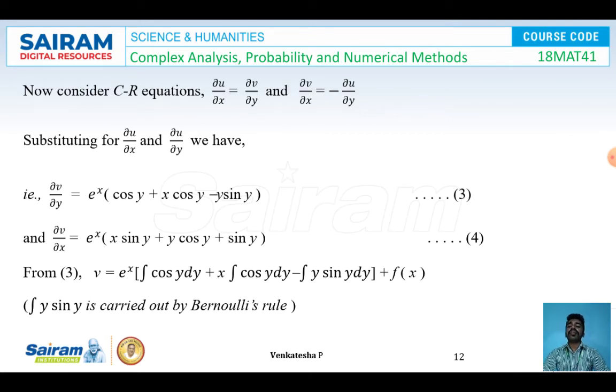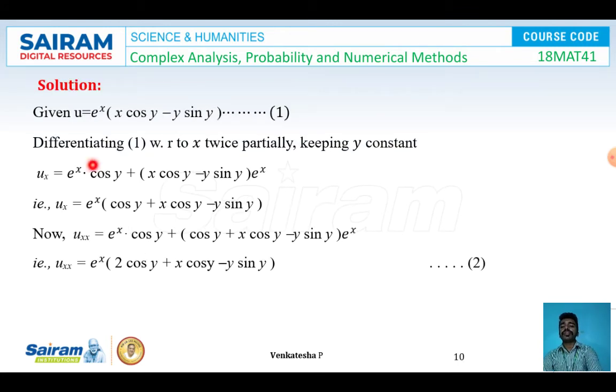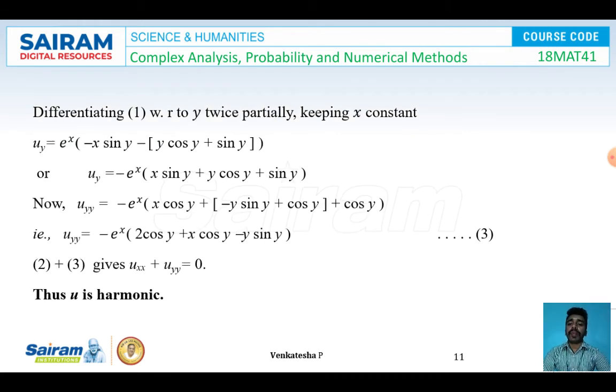Now I can find the harmonic conjugate. To find the harmonic conjugate, I am going to make use of two equations, that is dou u by dou x is equal to e power x [cos y plus x cos y minus y sin y], and I am going to make use of u_y also, that is the dou u by dou y equation. So taking the dou u by dou y equation, that is minus e power x [x sin y plus y cos y plus sin y].